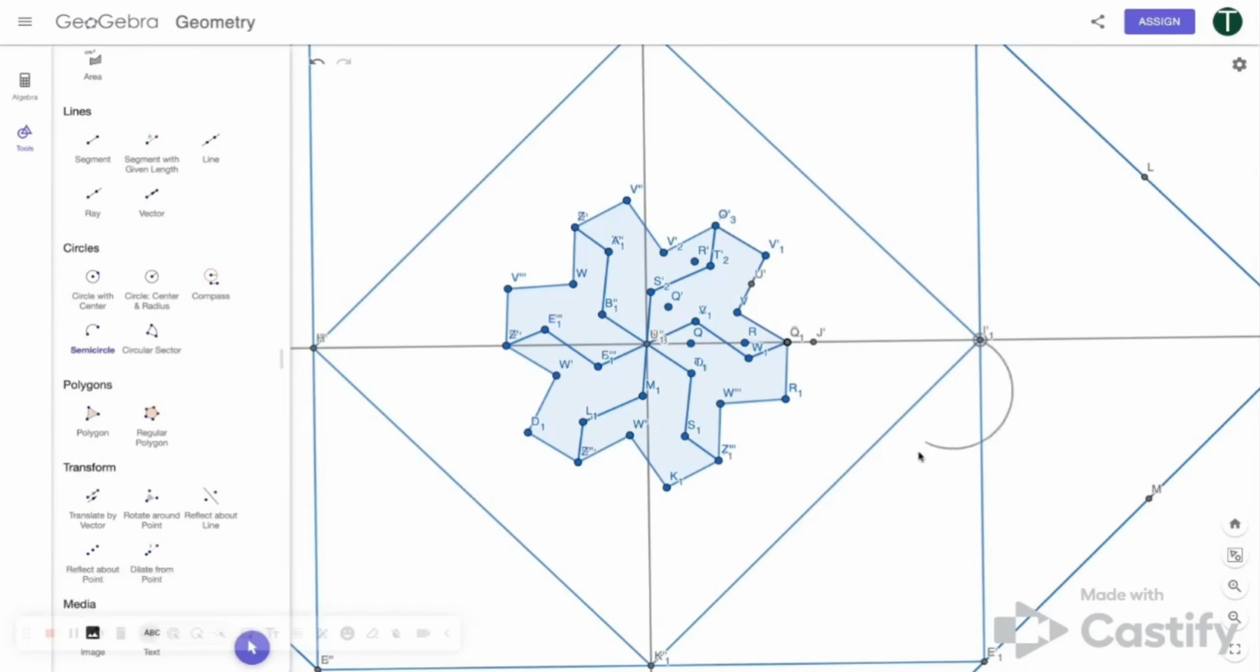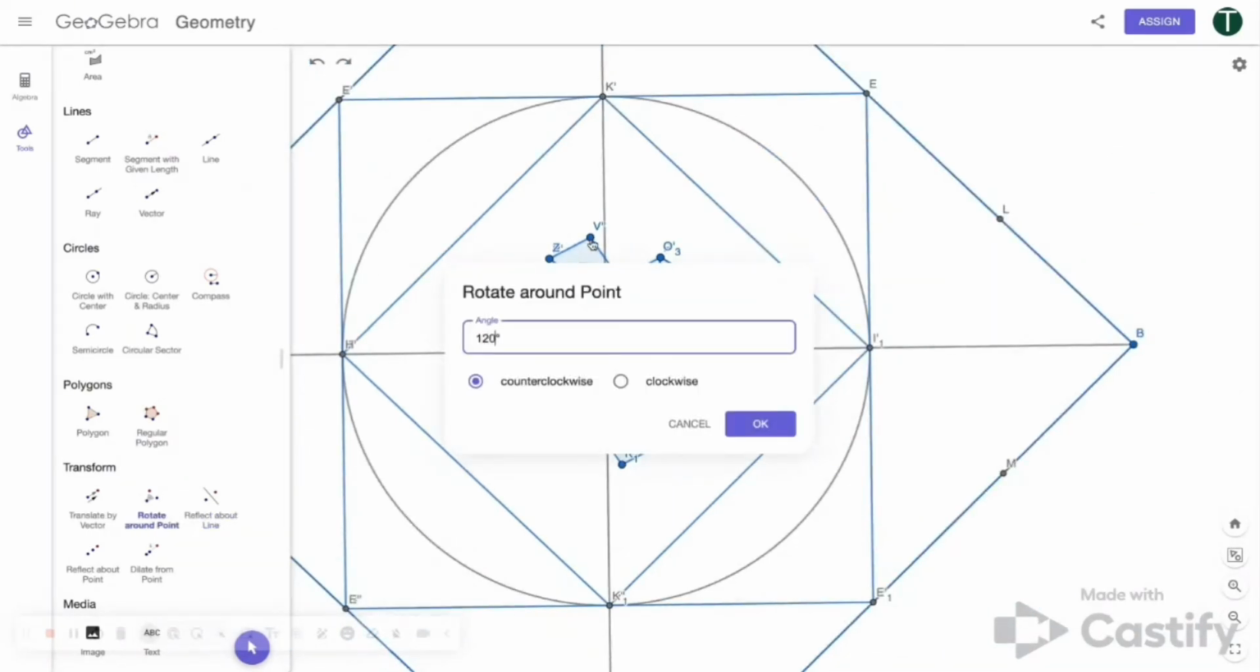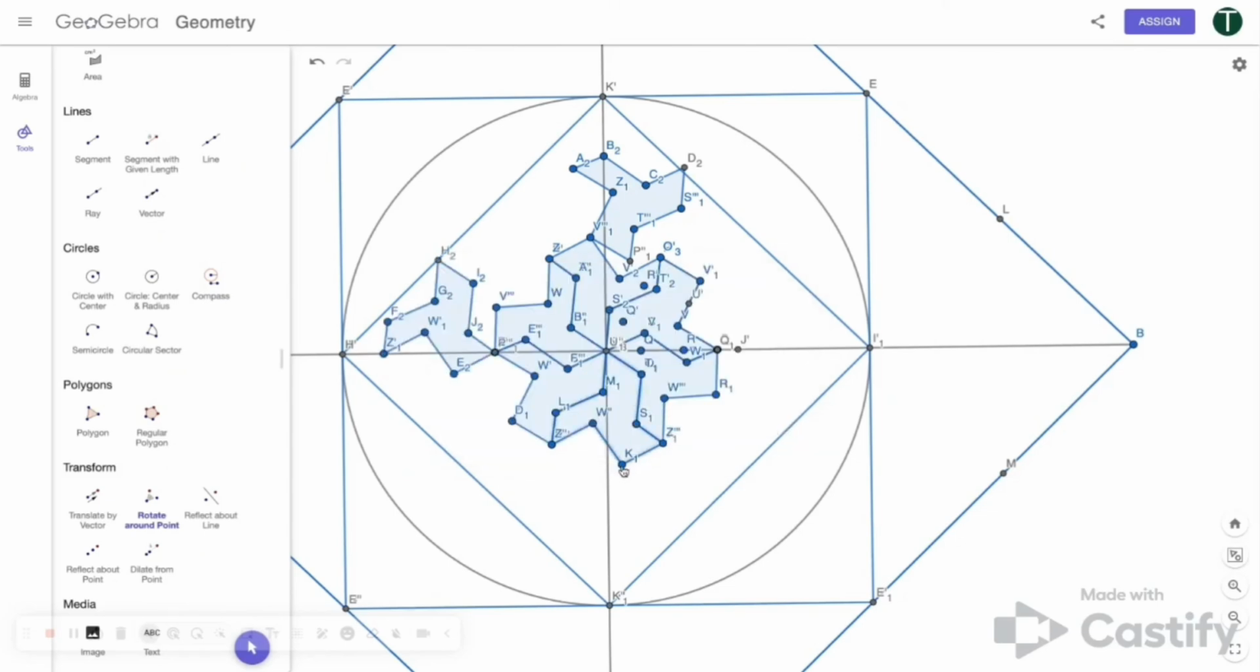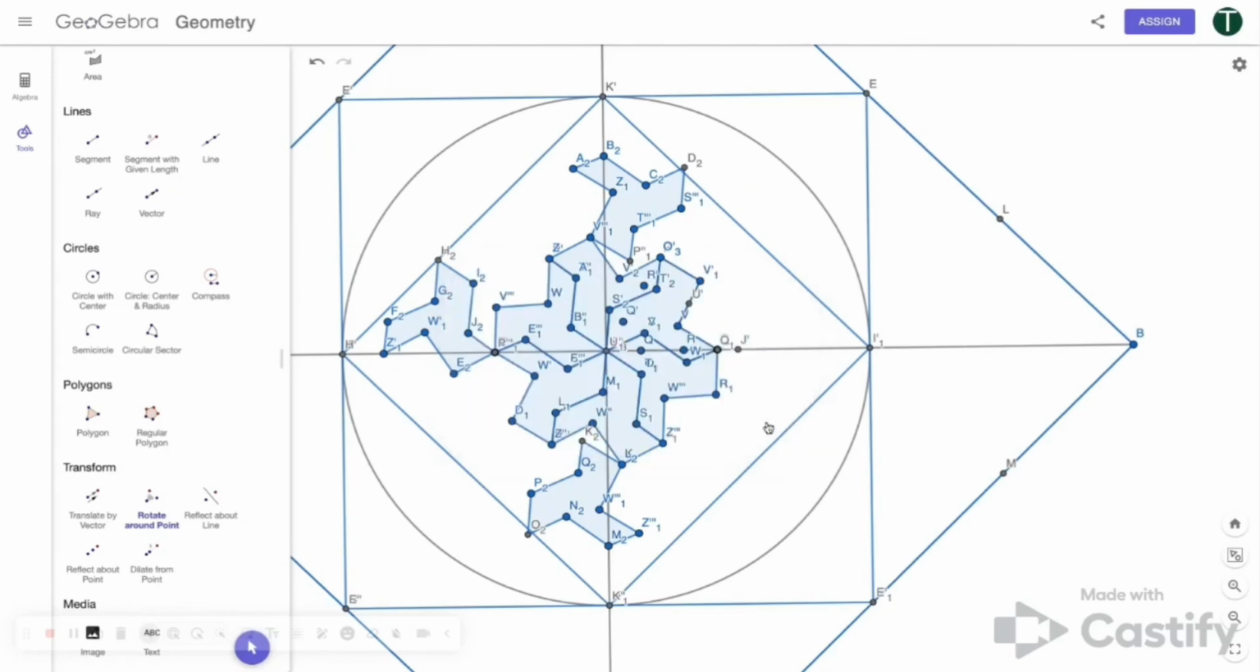Next, using the semicircle tool, I created a semicircle and reflected it over the horizontal line so that it created a big circle. Next, I rotated the top side and bottom shape by 120 degrees. I then rotated the right side shape by 180 so that it was facing the same direction as the other side.